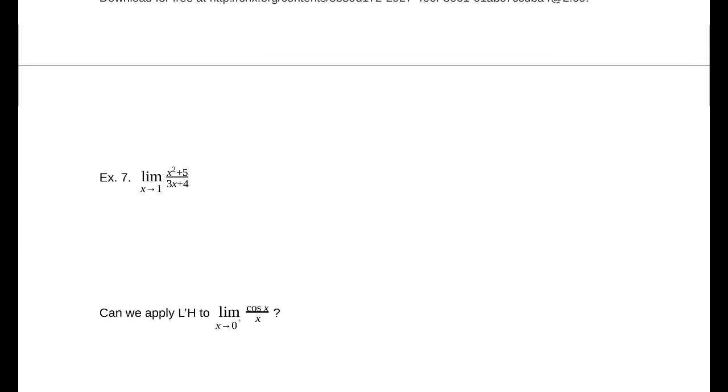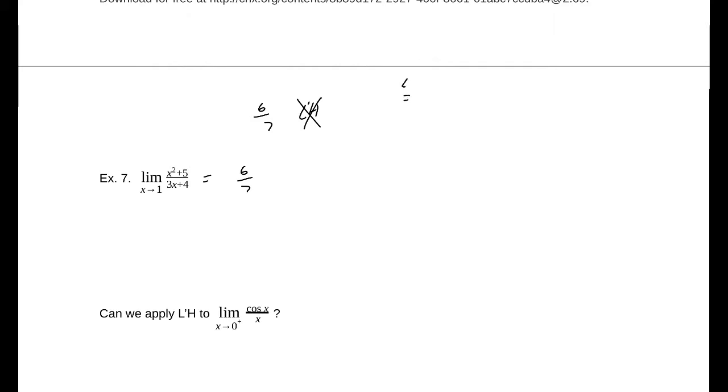Looking at number 7. As x approaches 1, the numerator is going to 6, and the denominator is going to 7. L'Hopital's rule does not apply here. In this case, the limit is exactly 6/7 because we can evaluate it. There is no discontinuity, nothing's going to infinity or 0, so it's just 6/7. If you did apply L'Hopital's rule incorrectly here, that would be 2x over 3, and that limit is 2/3, which, again, is not true. So we can't apply L'Hopital's rule there.